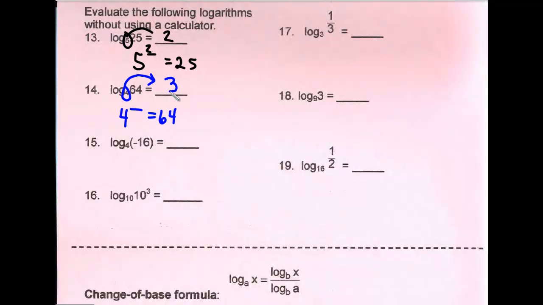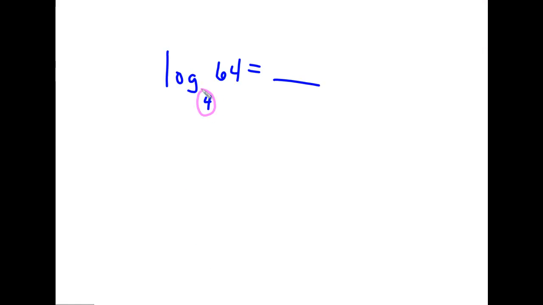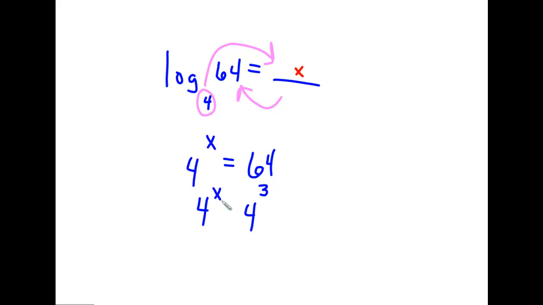14. 4 raised to some power is equal to 64. Well, 4 to the 3rd power is equal to 64. But if we did not get that, or we don't remember, then we can use what we've already learned. 4 raised to some power equals 64. Let's put in an x for that blank. 4 raised to x equals 64. From here, we just need to get a like base. So I can change 64 to be 4 raised to the third power. Now the bases are the same. We set the exponents equal to each other and solve.